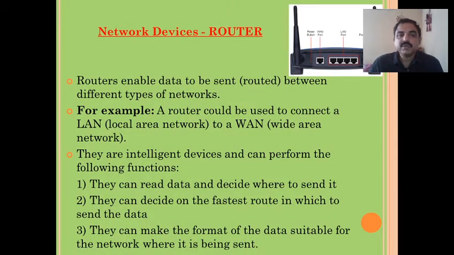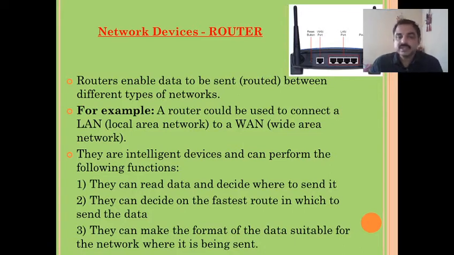Next device is router. Routers enable data to be sent or routed between different types of networks. For example, a router would be used to connect a LAN to a WAN, so a local area network to a wide area network. They are intelligent devices and can perform the following functions. They can read data and decide where to send it. They can decide on the fastest route in which to send the data. They can make the format of the data suitable for the network where it is being sent.